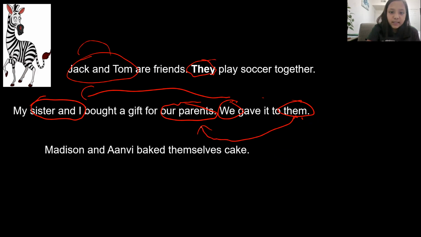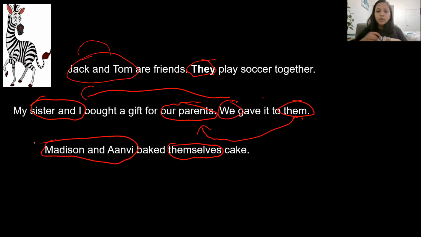Unvi and Madison baked themselves a cake. So Madison and Unvi baked themselves a cake. Themselves is the pronoun here, and it refers to Madison and Unvi. So what type of pronoun is themselves? Let's think about it. It is reflexive because Madison and Unvi would be looking in a mirror and they would see themselves. Themselves is a reflexive pronoun.